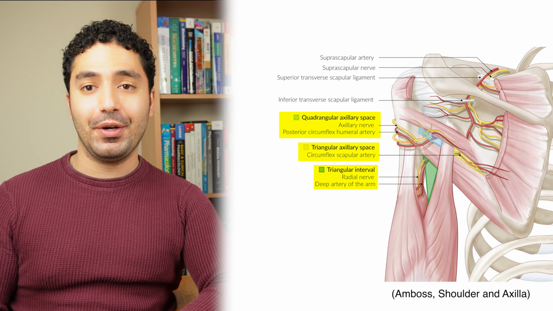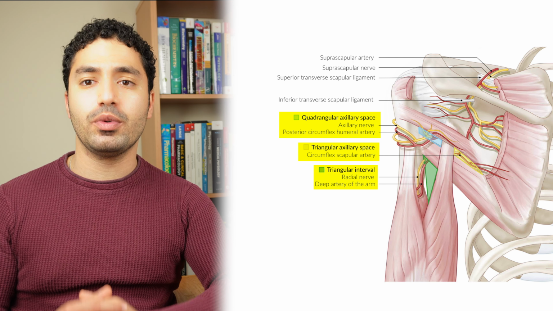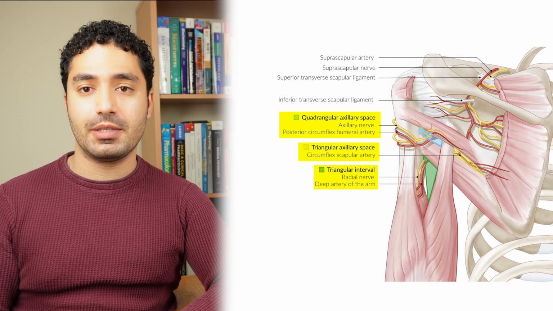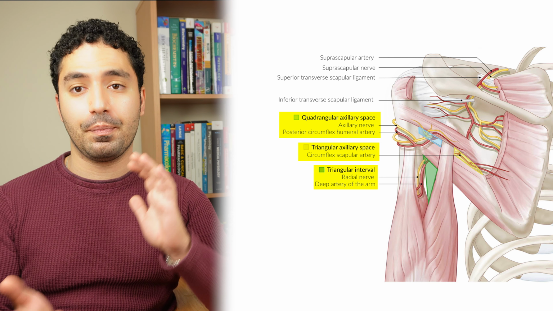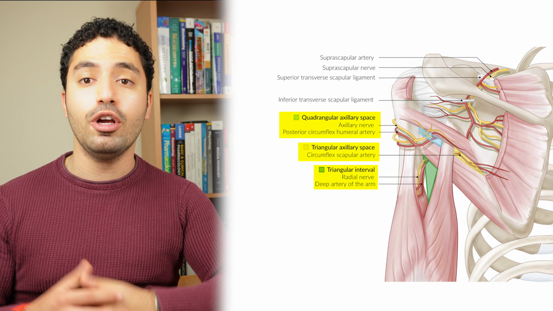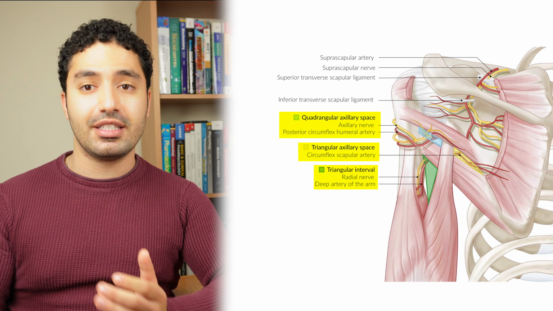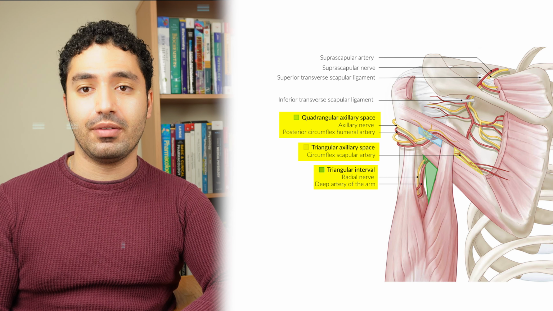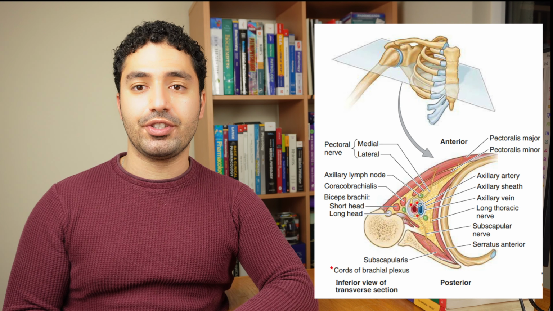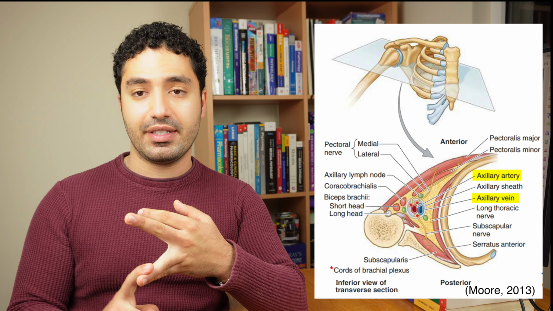Hypertrophy of the teres muscles and the triceps would result in the shrinking of these anatomical spaces, which would result obviously in the compression of these neurovascular structures, which would lead to clinical conditions such as the quadrangular space syndrome.